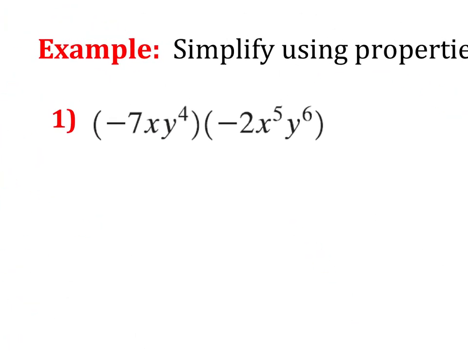I need to simplify this expression. Plain old numbers will multiply with other plain old numbers. So here I've got negative 7 times negative 2. That is a positive 14.